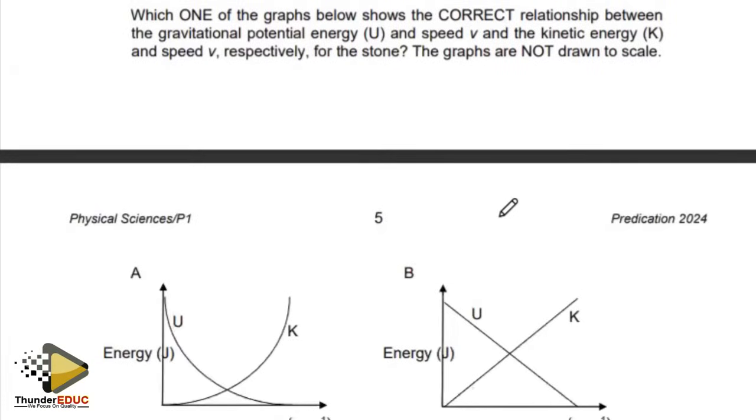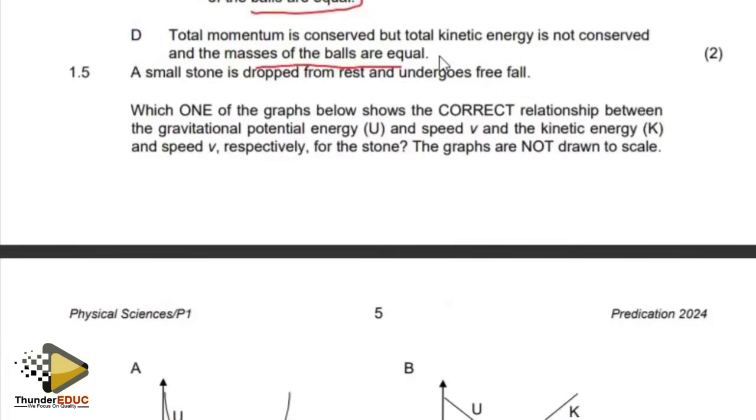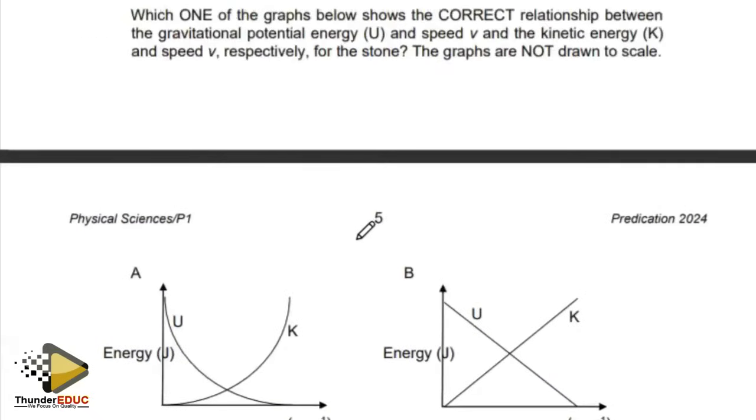Then 1.5, a small stone is dropped from rest and undergoes free fall. Which of the following below shows the correct gravitational potential and kinetic energy graphs? A stone is dropped from rest, undergoes free fall. So we know that with the energy, if it is at the highest point, it's going to have EP max. And then at the bottom, where it reaches the ground or the surface, it's going to have EK max.